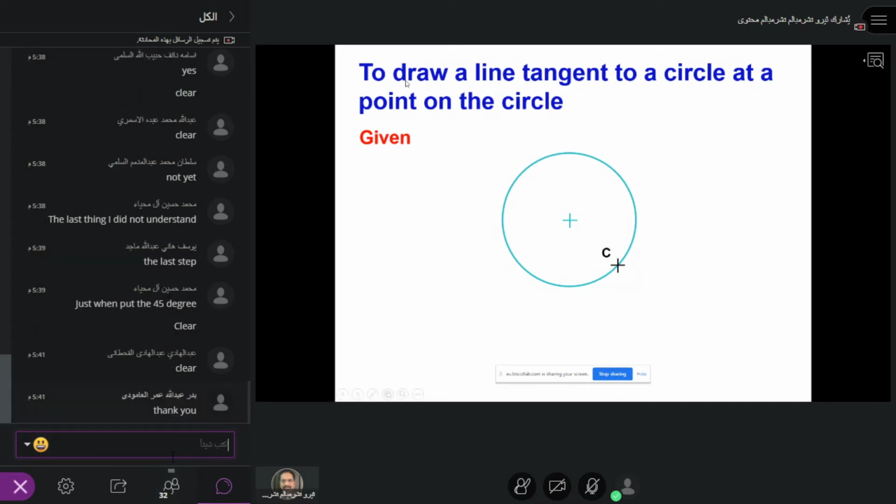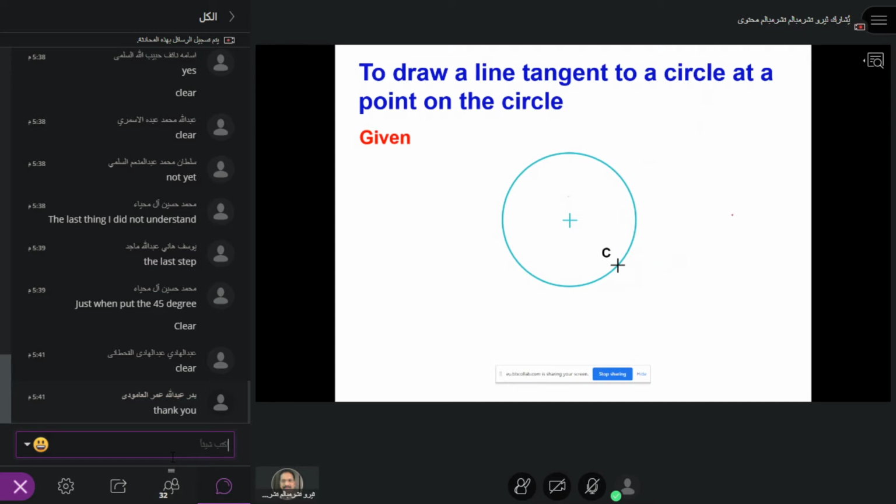Okay. Now to draw a line tangent to a circle at a point on a circle. Now you know what a tangent is, right? A tangent is a line that passes through the outer edge, and when you draw it, it will make a 90 degree angle to the center point, a perpendicular line. So that is the tangent. Now you have to draw the line tangent to a circle at a point on the circle.